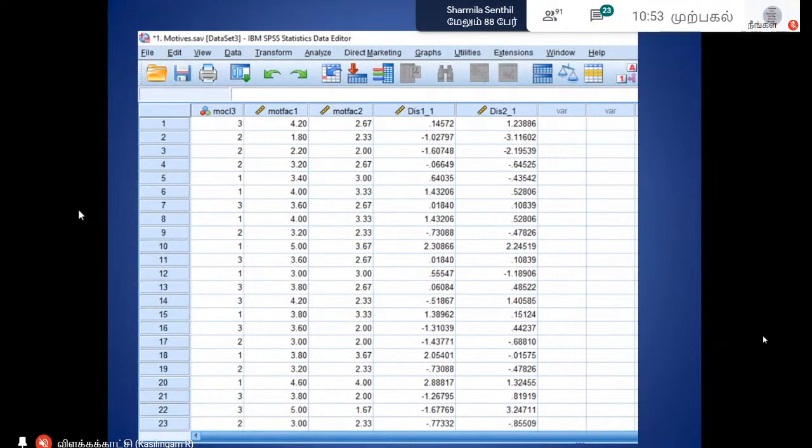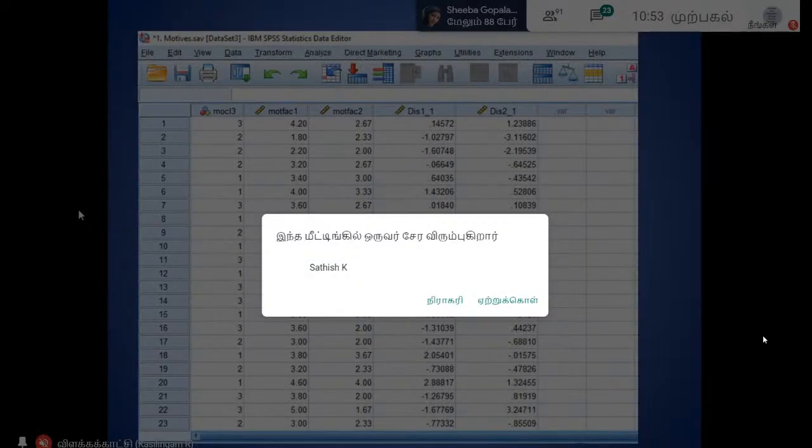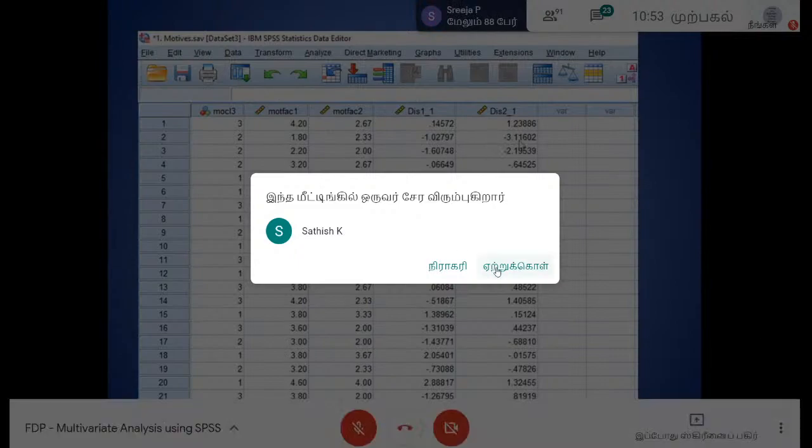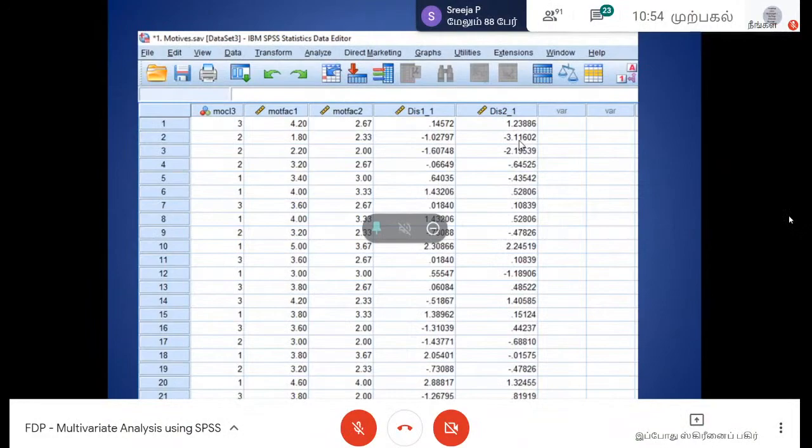Now I am going to plot. Since there are two functions, I can explain it very easily. I am going to plot these two on the axes, when this is x, this is y. Now let me go to SPSS and plot.